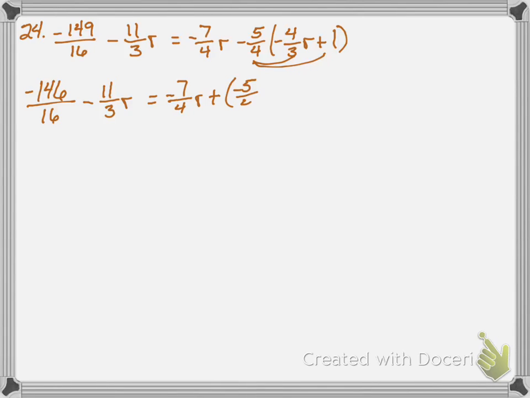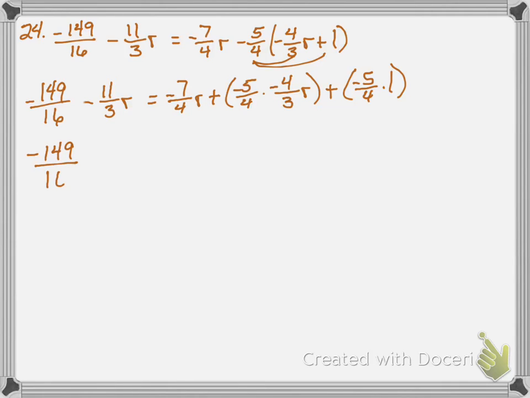Distribute the negative 5/4 times negative 4/3 r, and distribute the negative 5/4 times 1. There I'm fixing that negative 146, so I'm going to change that back to the 149/16. Now I'm going to get this written out here. Negative 11/3 r is equal to negative 7/4 r. I can reduce the 4's by 4 and get 1's.